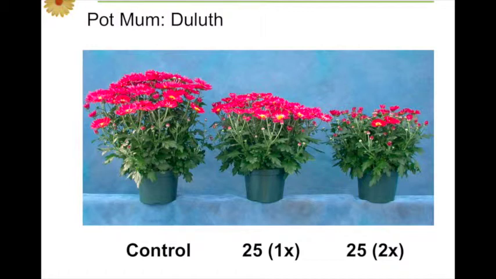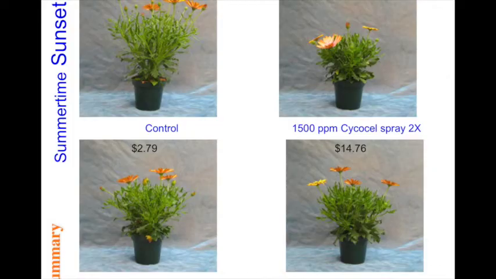Same thing on some trials we did on pot mums. It was a comparison of once and twice with 25 parts per million. The second application, twice, that's 50 parts per million, is a little high, but at 25 things look quite nice as a foliar spray with Duluth mum.